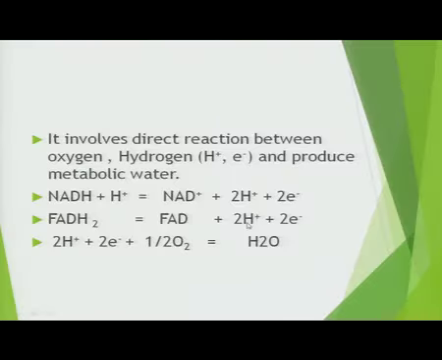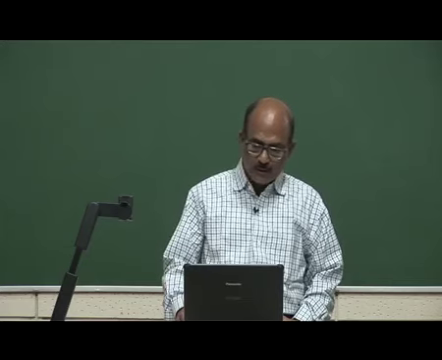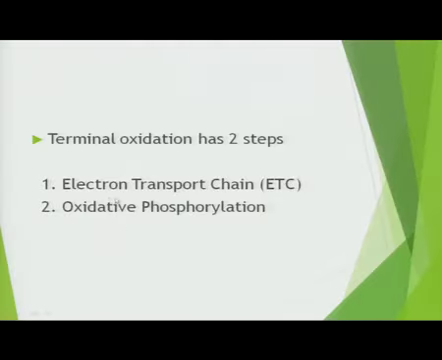Now, in this entire reaction, NADH plus H plus is converted into NAD plus, 2H plus and electrons. FADH2 is returned back to FAD, 2H plus and 2 electrons. Finally, these combine to form water. This will be terminal oxidation, which is followed by two steps of reaction, the electron transport chain and oxidative phosphorylation, which will be discussed in later classes.